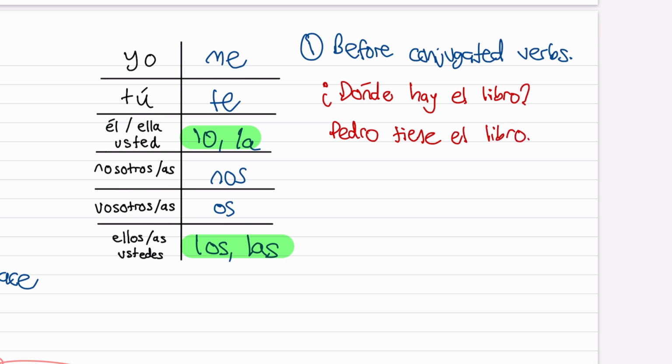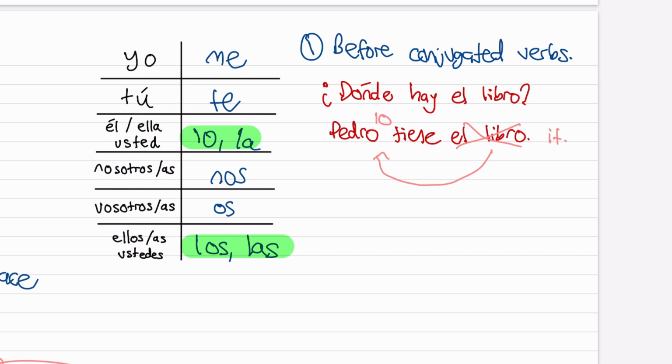Fine. But what we can do, instead of repeating el libro twice in really close proximity, we know what we're talking about. We're talking about el libro. We don't need to repeat this again. So we can replace it by saying it. And this it is going to be lo. So we can say Pedro lo tiene. So instead of el libro, we're using it, lo, and this goes here. So Pedro lo tiene. Pedro has it. And this lo just means it.